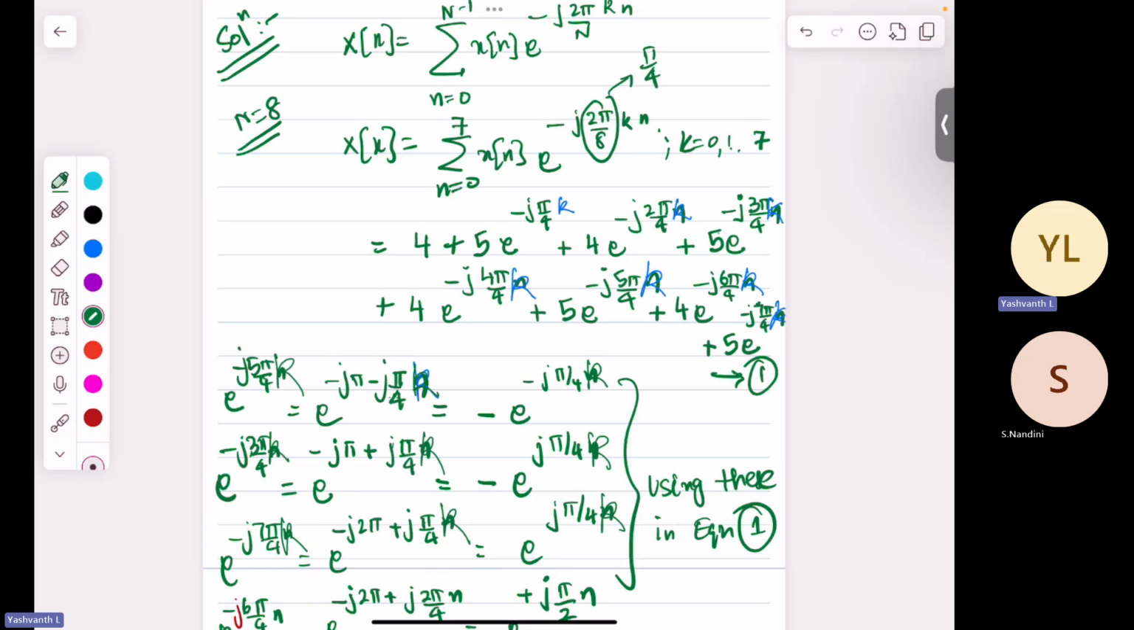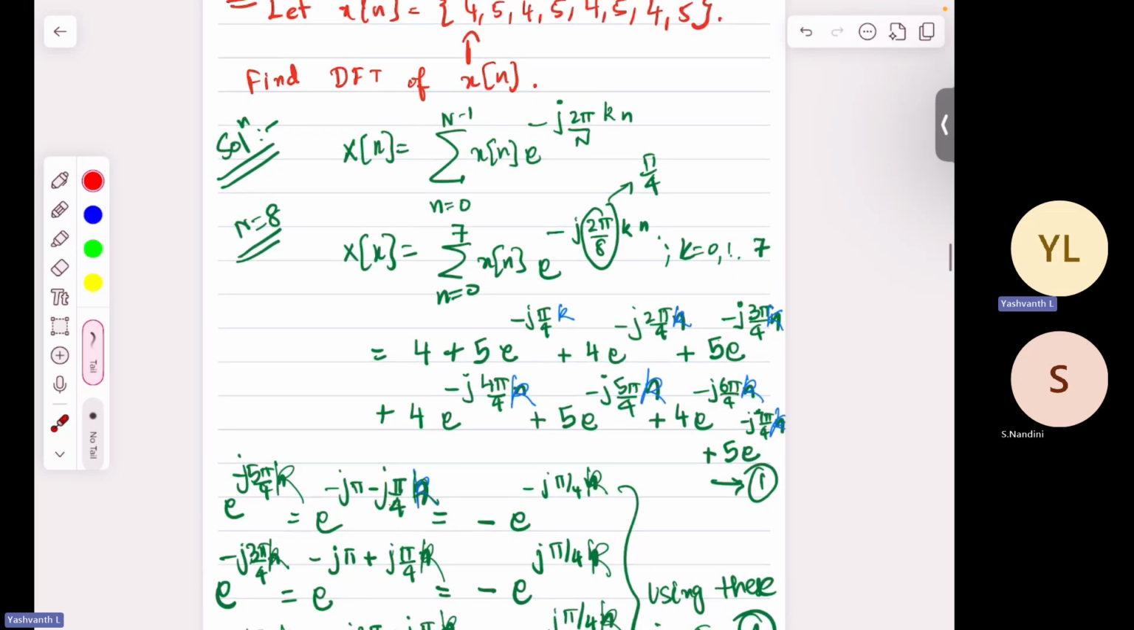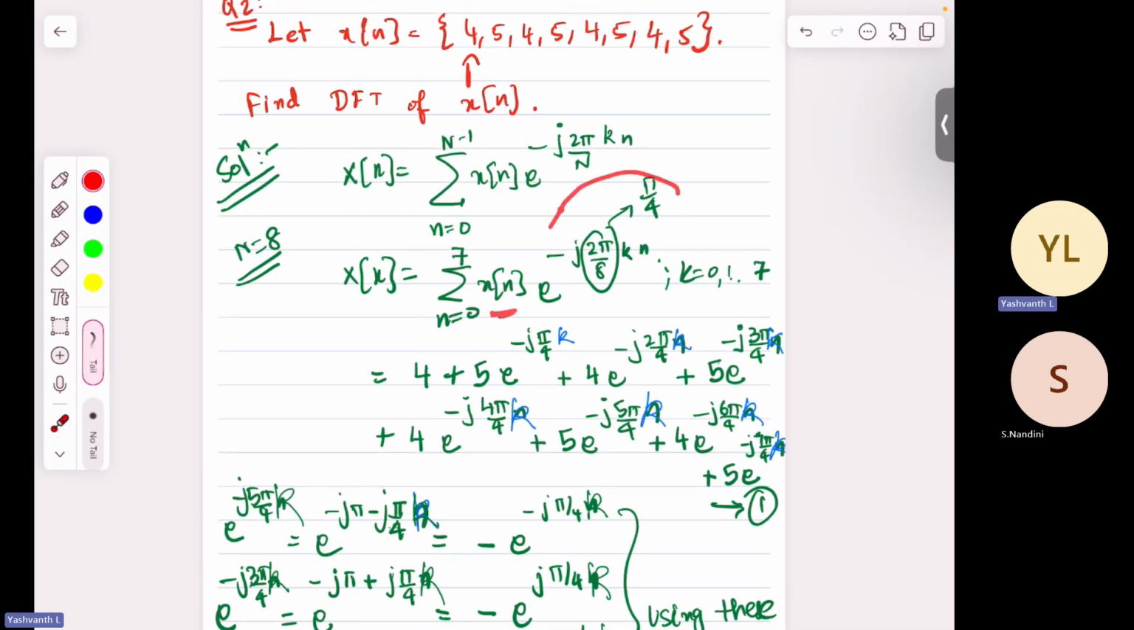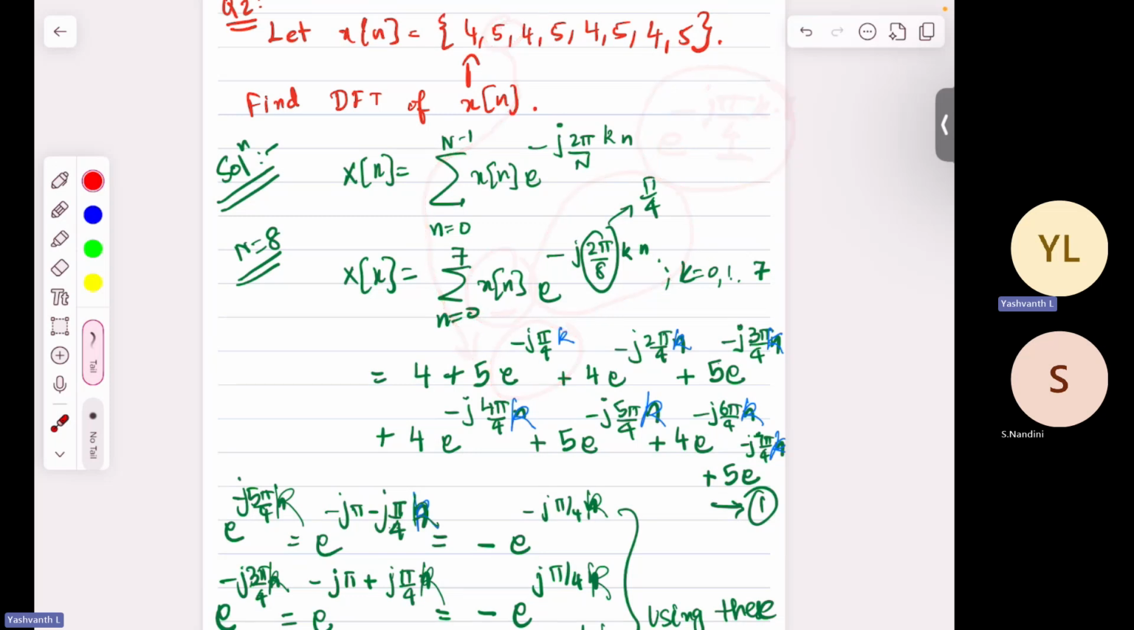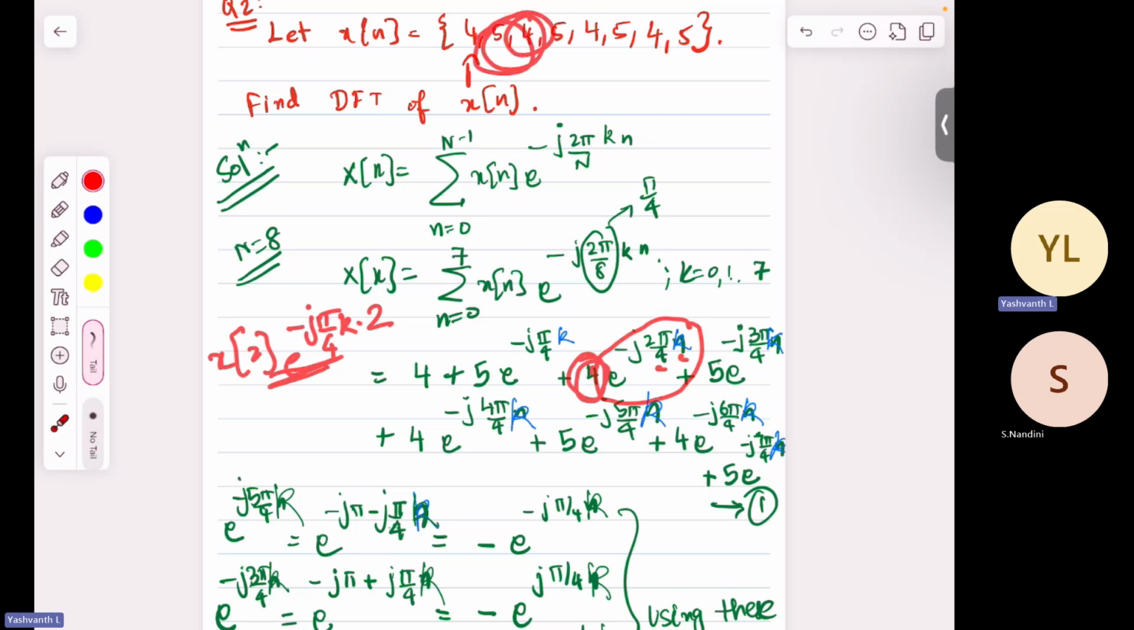Okay. You see, the second term is what? The second term is x of 1 into e power minus j pi by 4 k into 1, right? It's just e power minus j pi by 4 k. That is basically this term, and x of 1 is nothing but 5, therefore that 5 will be coming here. The third term is what? x of 2 into e power minus j pi by 4 k into 2, right? That is what I wrote here: e power minus j 2 pi by 4 into k, times x of 2, which is 4, because x of 2 in the given question is 4. Like that, you keep on filling up.